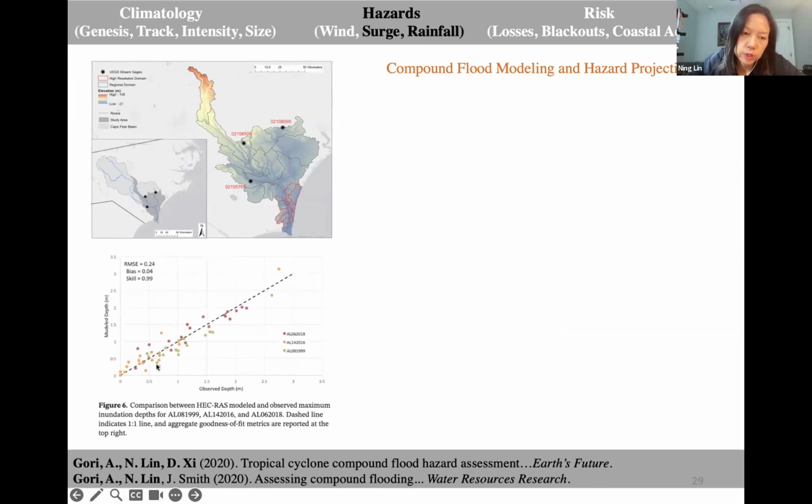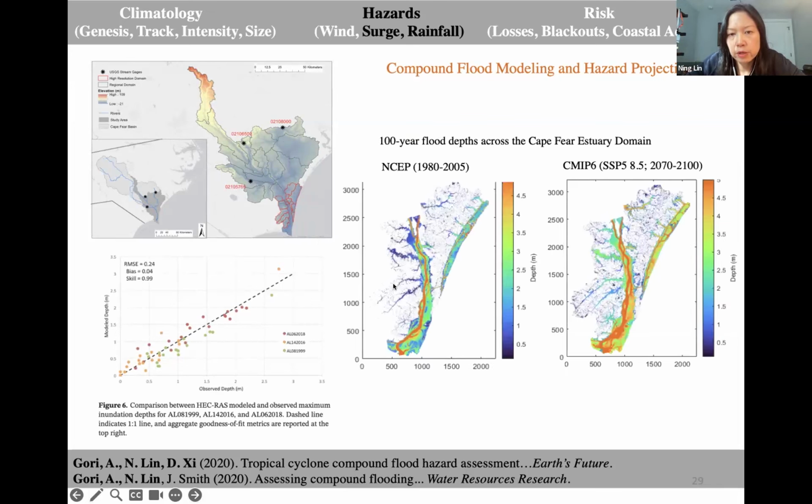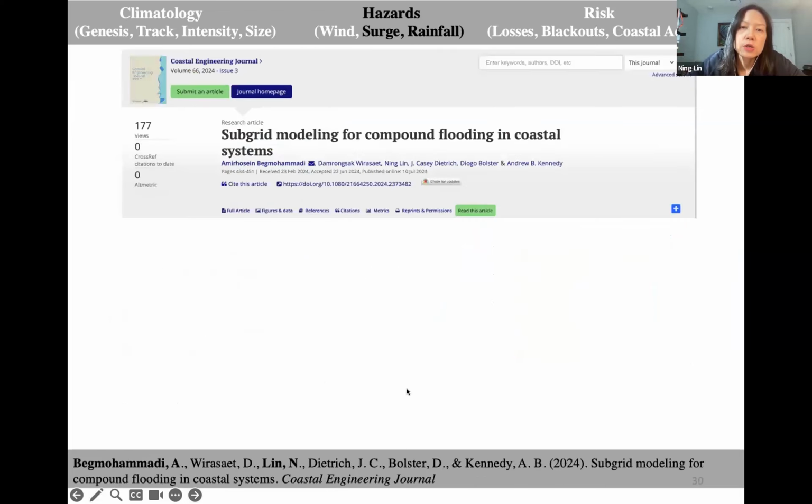So here's a comparison with observation for historical storms on the compound flood depth. Once the model is evaluated, again, we drive it with thousands of synthetic storms, and then we can quantify what the 100-year flood depth is for this region, and what the 100-year flood depth is by the end of the century for this region based on climate model simulations. So the challenge here is mainly that it is computationally difficult. We use some sampling methods here, but it is still quite computationally intensive. So recently, we have developed a subgrid modeling for compound flooding in coastal systems, essentially incorporating a previous subgrid modeling developed at Notre Dame for compound flooding.